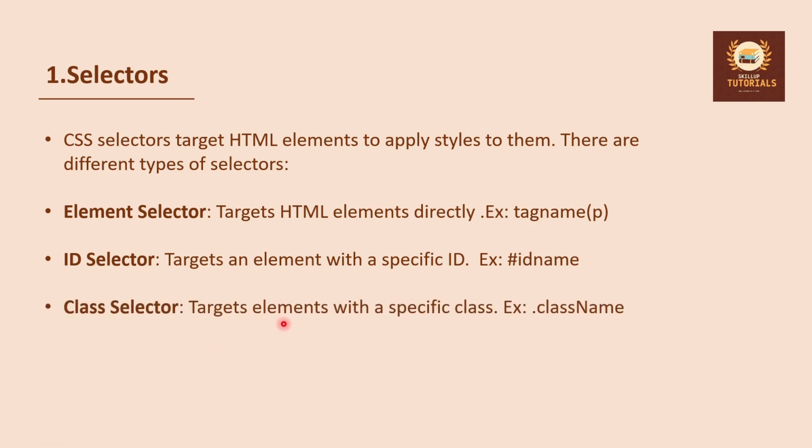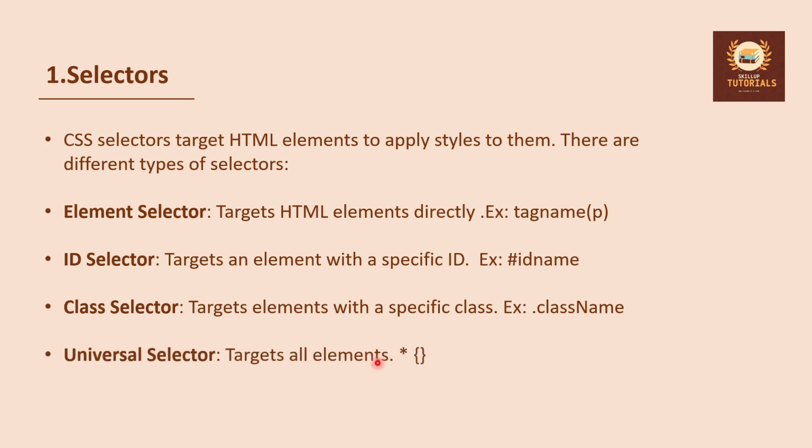Okay, then the third one is the class selector. It targets elements with a specific class. For example, we can write class equal to and the class name, and we can use a dot before the class name. The difference between the ID selector and the class selector is that an ID is a unique code used only for a particular tag, but in a class selector we can use the same class name for many tags.